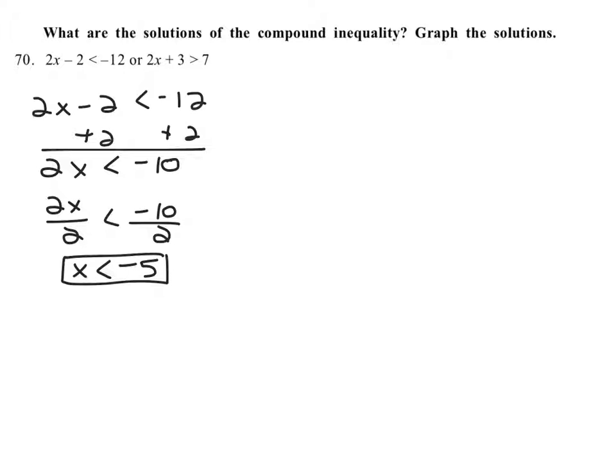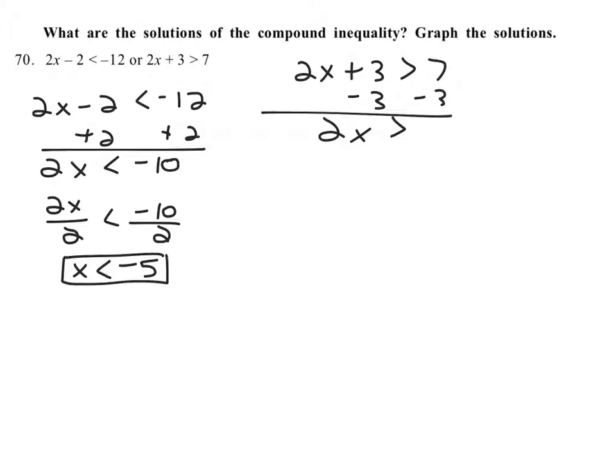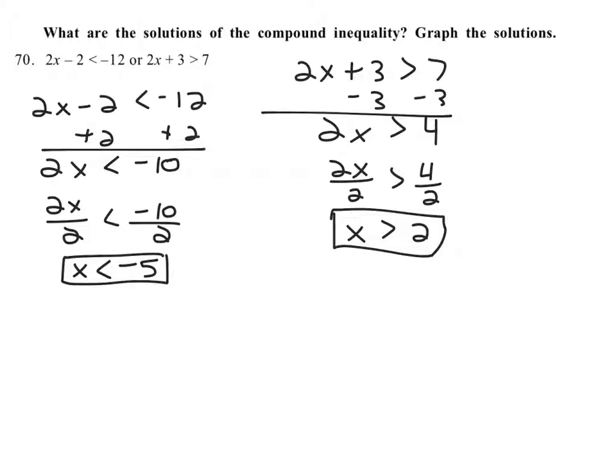Okay? And then we've got this OR situation that says OR 2x plus 3 is greater than 7. And again, solving this, we say that subtract 3, 2x is greater than 4, and dividing both sides by 2, we've got x is greater than 2. Okay? So x can either be greater than 2 or it can be less than negative 5.